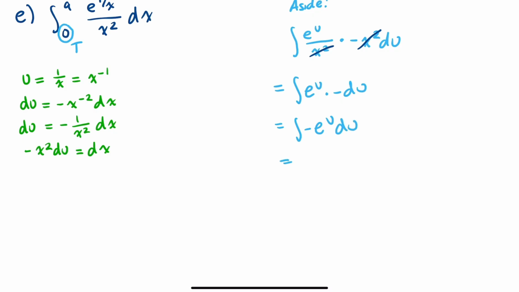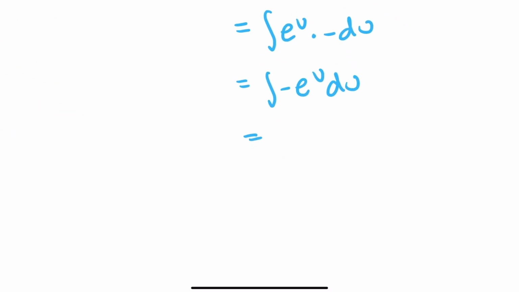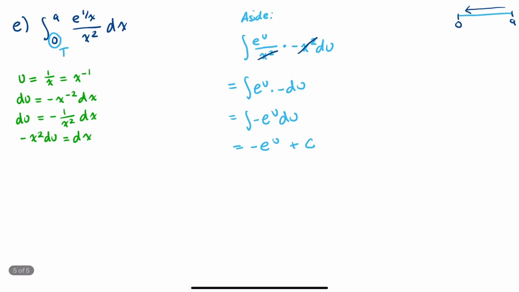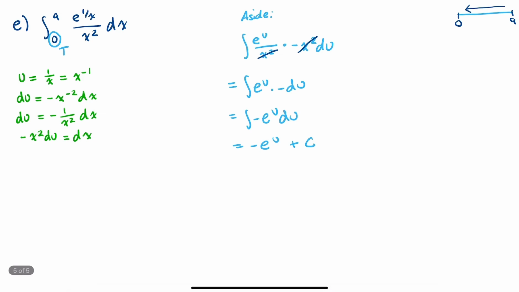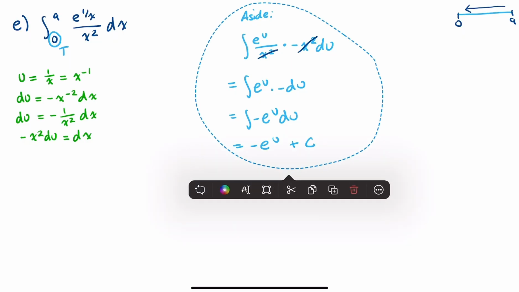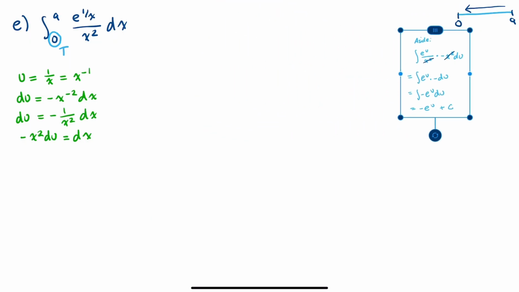And this antiderivative is just equal to negative e to the u plus c at the end. But for our purposes, we don't need the plus c because we're going to be evaluating this with numbers, and the c's are just going to cancel anyway. So leaving this to the side, let's go ahead and evaluate this.